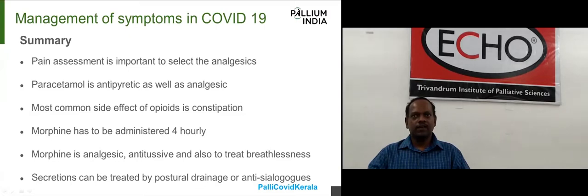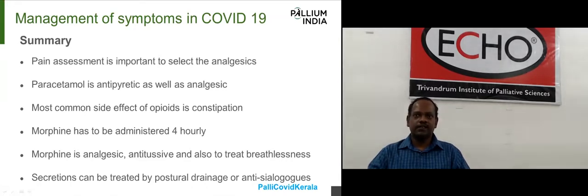Even though opioids have many side effects, constipation is the commonest side effect, and we have to prescribe a stimulant laxative to treat constipation whenever we prescribe an opioid. For pain relief, morphine has to be administered every 4 hourly with an SOS dose to have proper pain relief. Morphine is not only an analgesic, it can also be used to treat refractory cough and breathlessness.